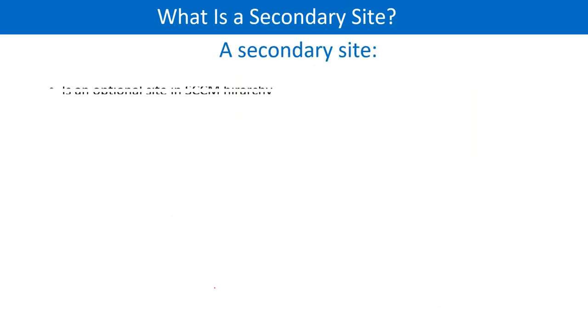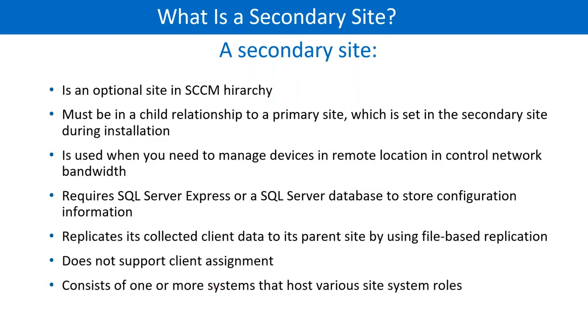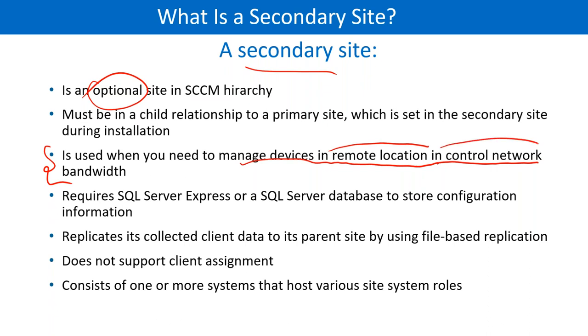Now, secondary site. As we discussed, it is an optional site in SCCM. You may or may not need it. Why do we need it? Because when you have to manage devices located in a remote location, like branch offices, say you have your headquarters in Mumbai and your branch office is in Colombo, Sri Lanka, to manage the devices in Sri Lanka you need a secondary site. When your devices are in a remote location and the computers are connected on a low bandwidth network, that's the reason you need a secondary site. Otherwise, a secondary site is not required. One secondary site is capable of handling 5,000 devices.